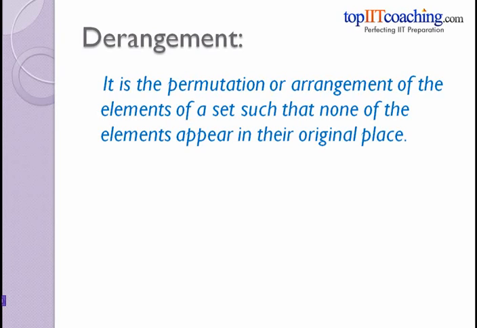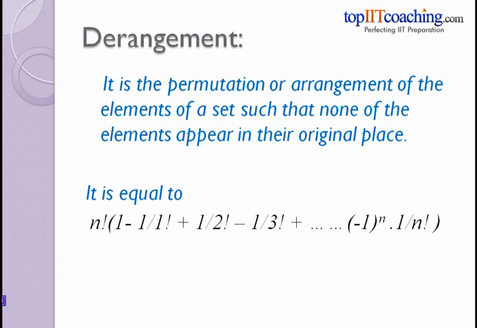Now we have to arrange these objects in these 4 different groups such that A does not appear in A, B does not appear in B, C does not appear in C, and D does not appear in D. Then this type of arrangement or permutation is called a derangement. That is, none of the elements appear in their original place. Now derangement is equal to n factorial into 1 minus 1 by 1 factorial plus 1 by 2 factorial minus 1 by 3 factorial and so on up to minus 1 to the power n into 1 by n factorial.